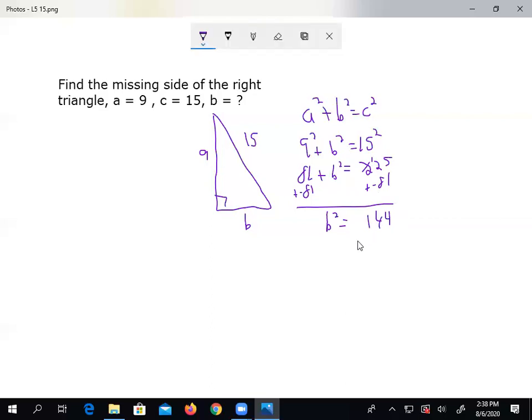And then I have to find what b is by taking the square root, because remember I have to use the inverse operation. I think we did that one earlier. The square root of 144 should be the value of b. And that's going to be 12. So the missing side would be 12. So again, if you write down the equation, you can then use your abilities to solve equations to find the missing value. So that concludes our lesson for the day.